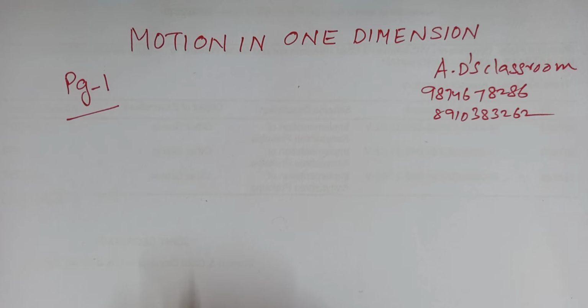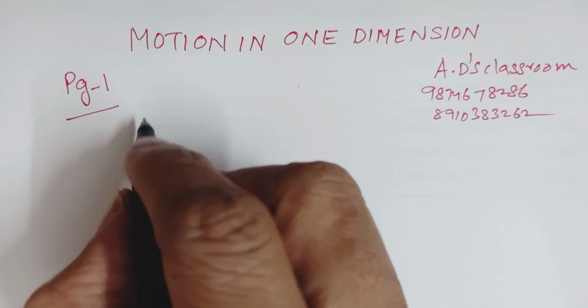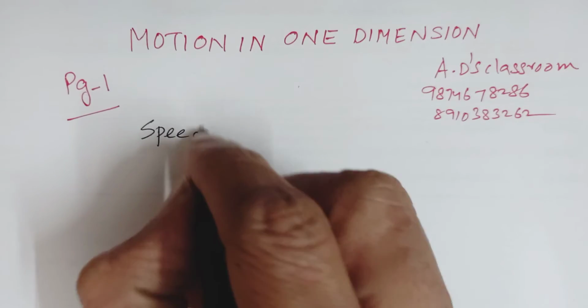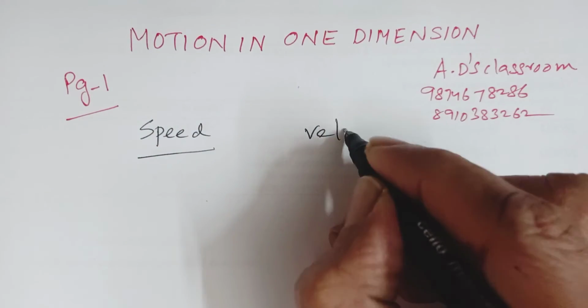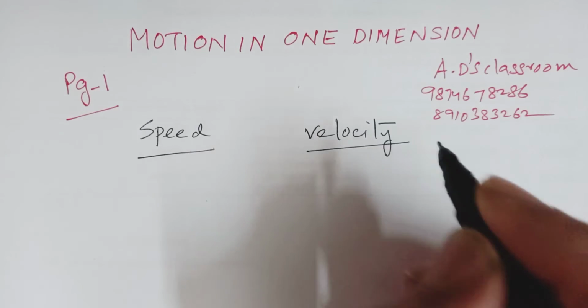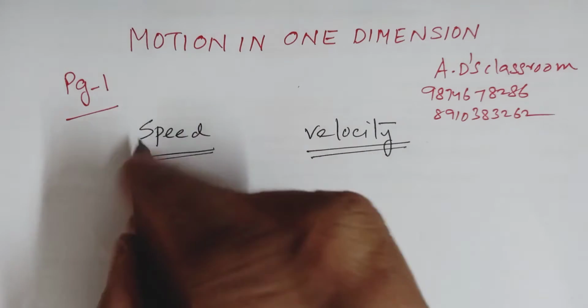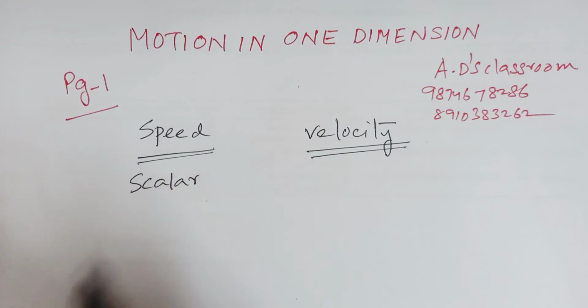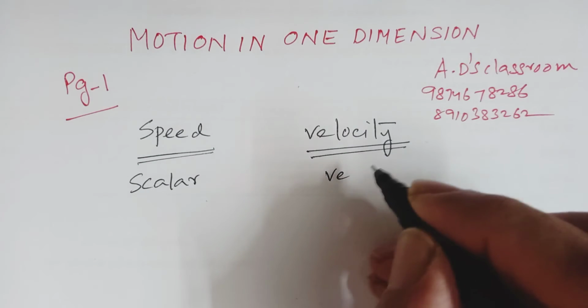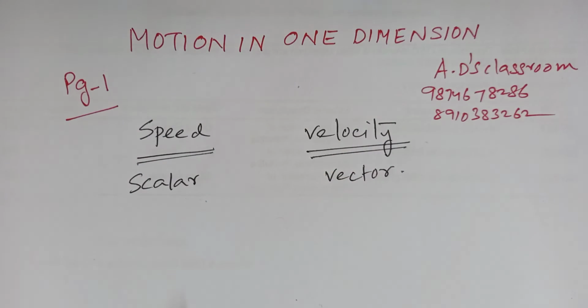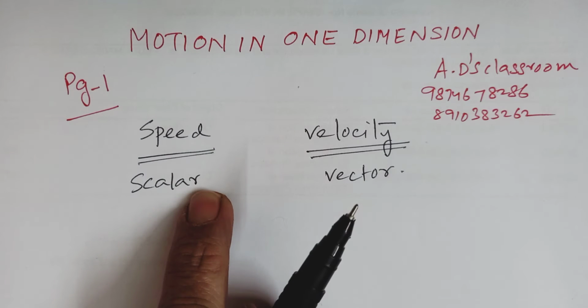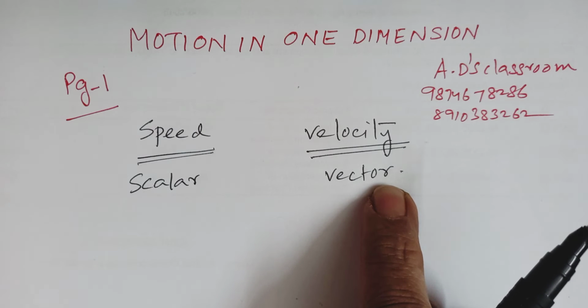Welcome once again in Aries classroom, and today we will learn speed and velocity. Now, what is basically speed? Speed is a scalar quantity, whereas velocity is a vector quantity. That means speed has only magnitude, no direction, whereas velocity has both magnitude and direction.